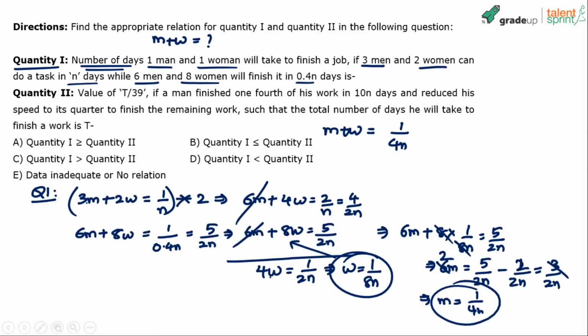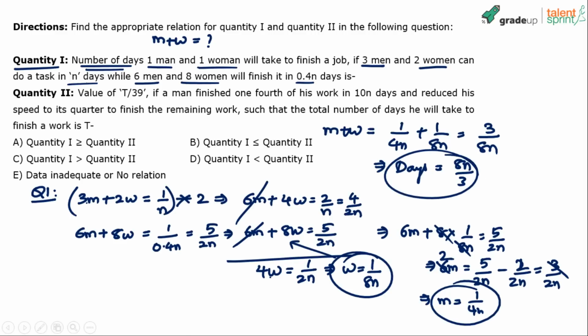M plus w is 1 by 4n plus 1 by 8n. This comes out to be 3 by 8n. See, their capacity is 3 by 8n, which implies the number of days will be 8n by 3. So quantity 1 is 8n by 3.